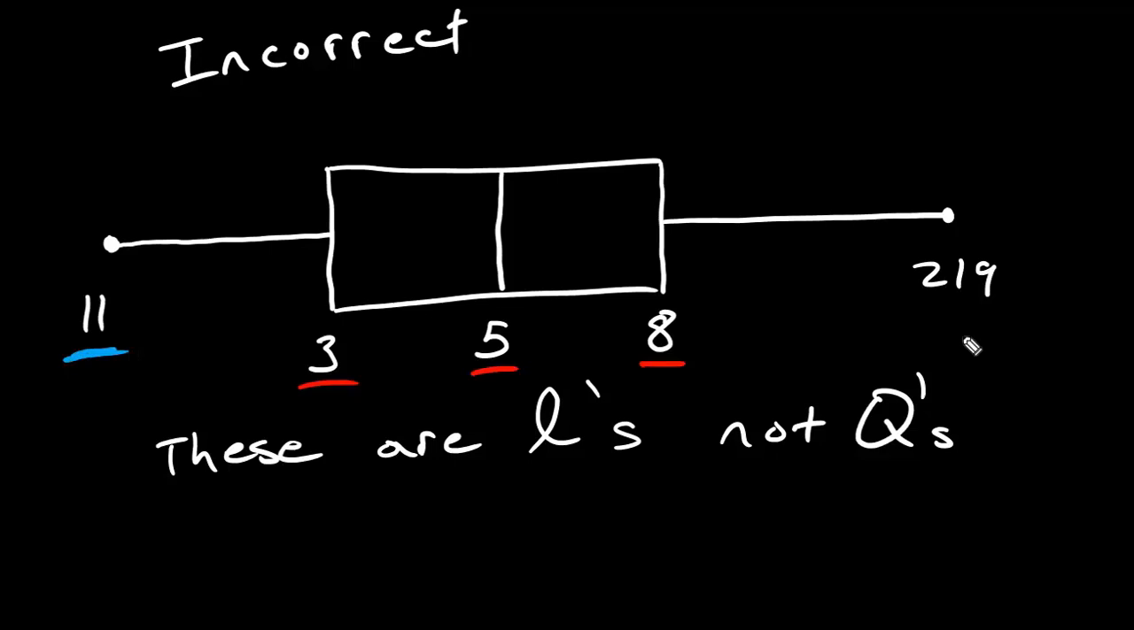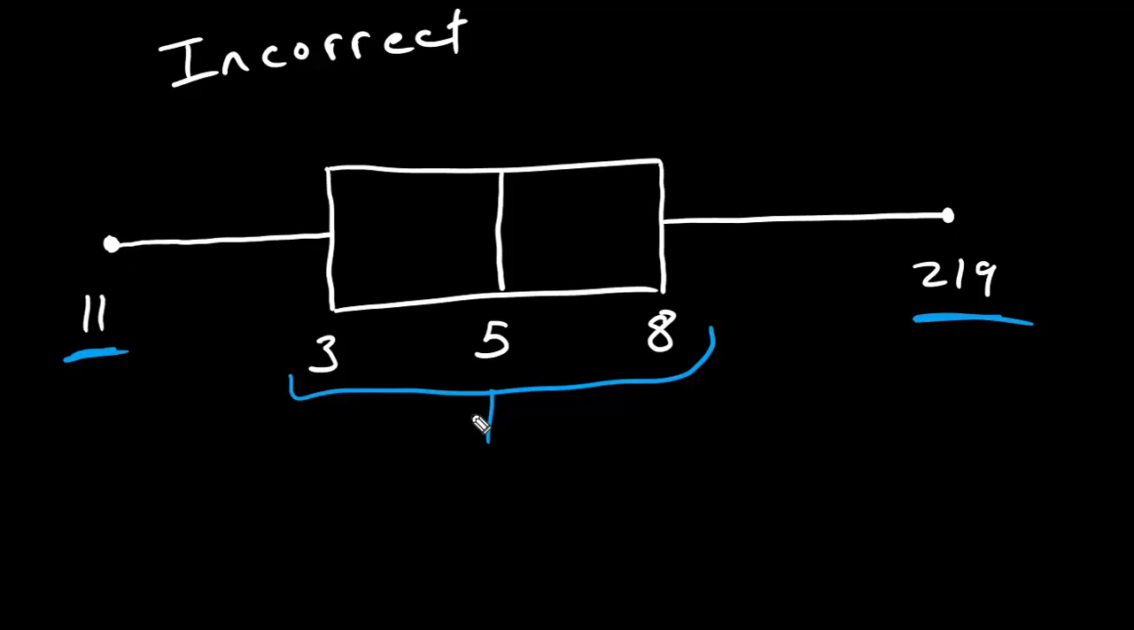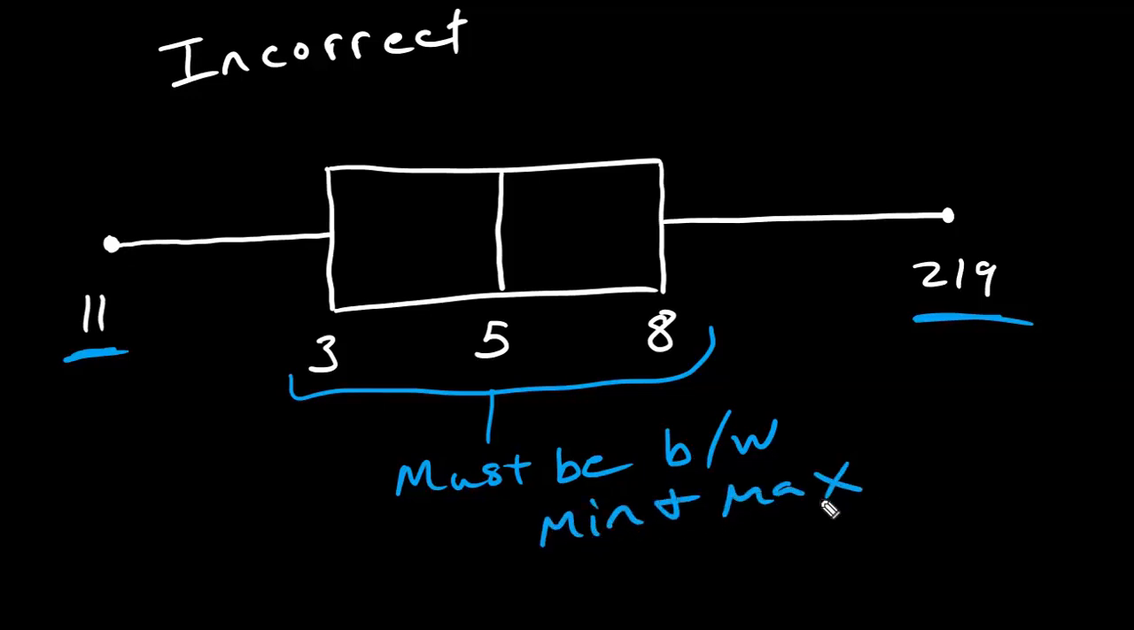One thing that can help us see that is to look at the numbers that we already have. Our minimum is 11, our maximum is 219. So is it possible for us to get a 3, a 5, or an 8 in our data set? The answer to that is no. These numbers on our box, the ones that are supposed to be our quartiles, need to actually be between our minimum and maximum. If they aren't, we've made a mistake.